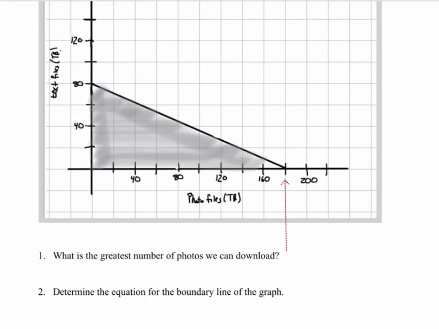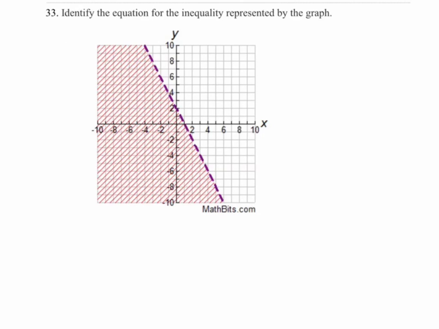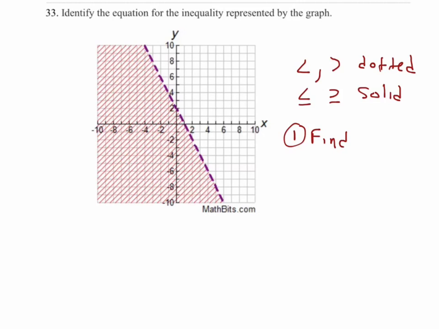The equation would be y is less than or equal to, what is my m, what is my y-intercept. Remember, this is dotted or dashed. This is solid. So, 1, find B, 2. So there's your y-intercept. Slope.